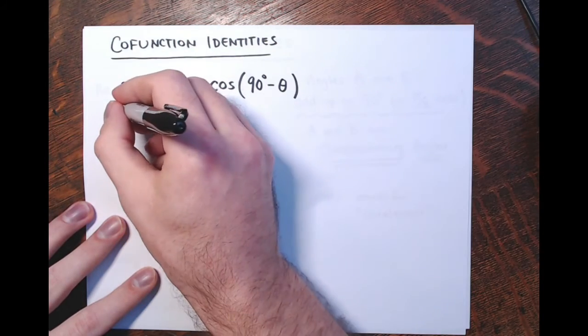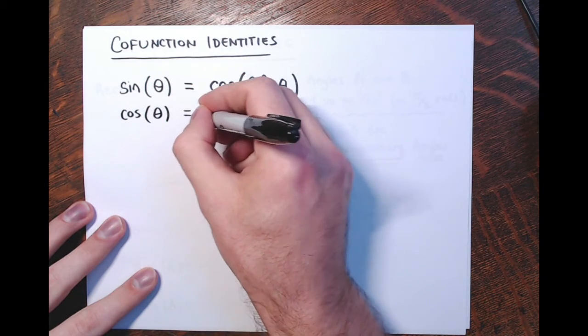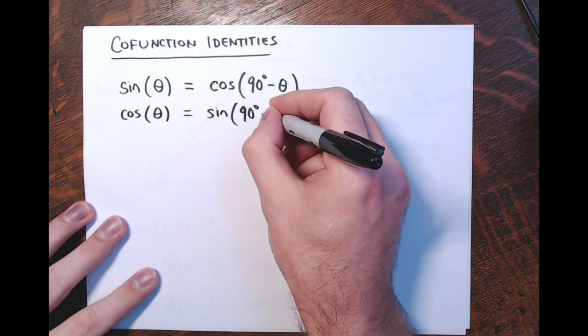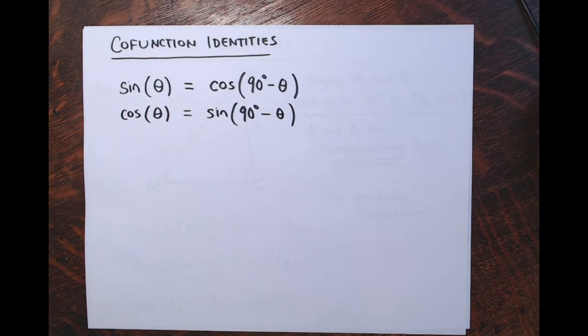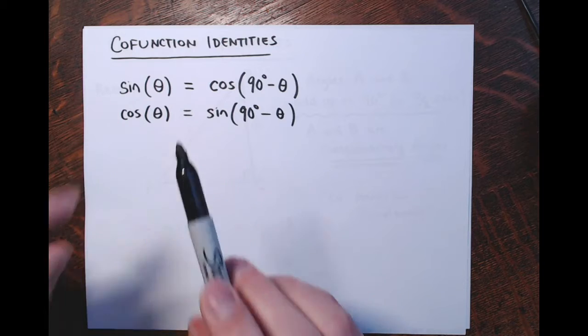And vice versa, the cosine of an angle is equal to the sine of its complement, 90 degrees minus that angle. As long as the two angles add up to 90 degrees, the sine and cosine will be the same.